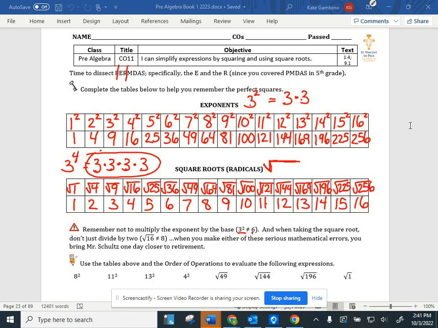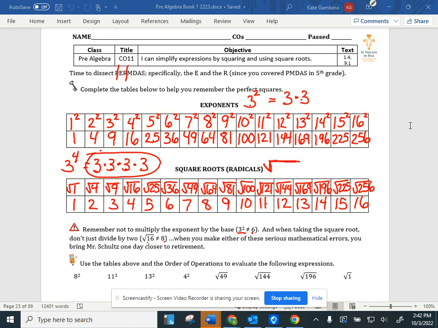So when you take the square root, don't just divide by 2. The square root of 16 is not 8. Yes, 8 times 2 is 16, but remember that square root is the number multiplied by itself. So when you make either of these serious mathematical errors, you bring Mr. Schultz one day closer to retirement, and he is an amazing teacher. We don't want that to happen, so try not to make that mistake.